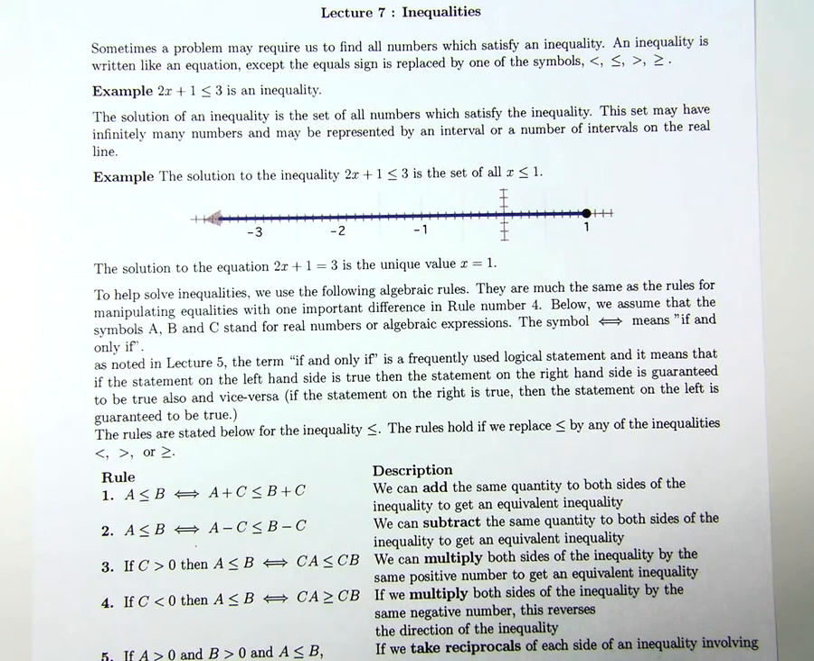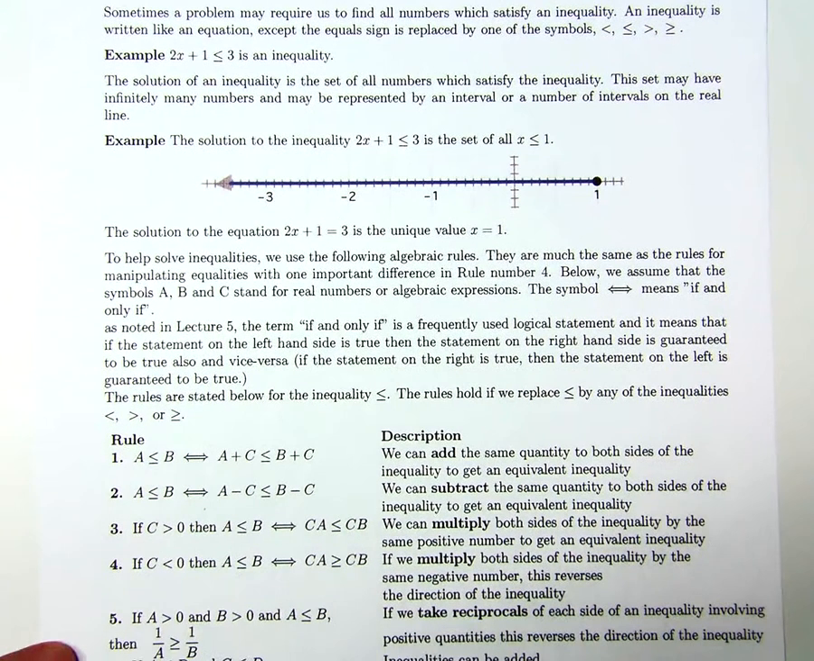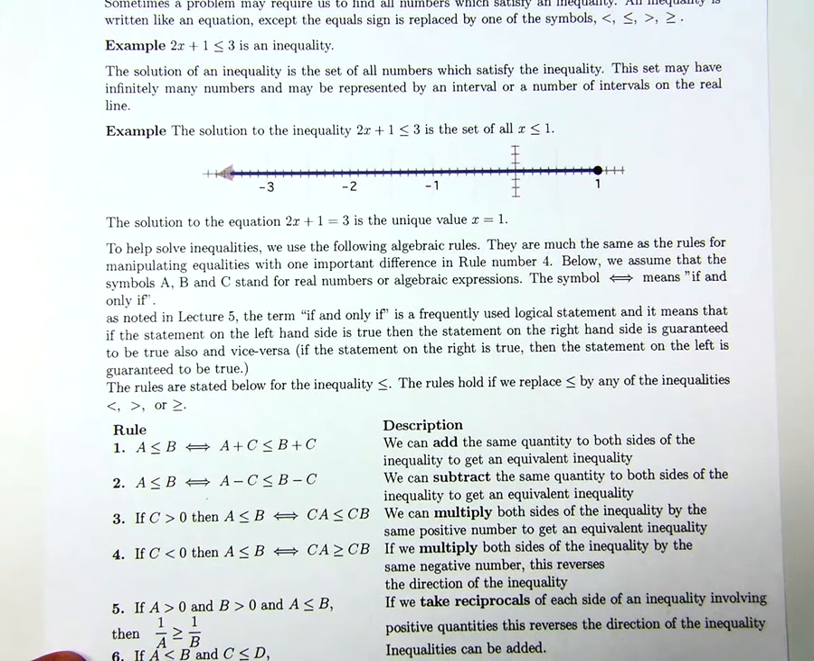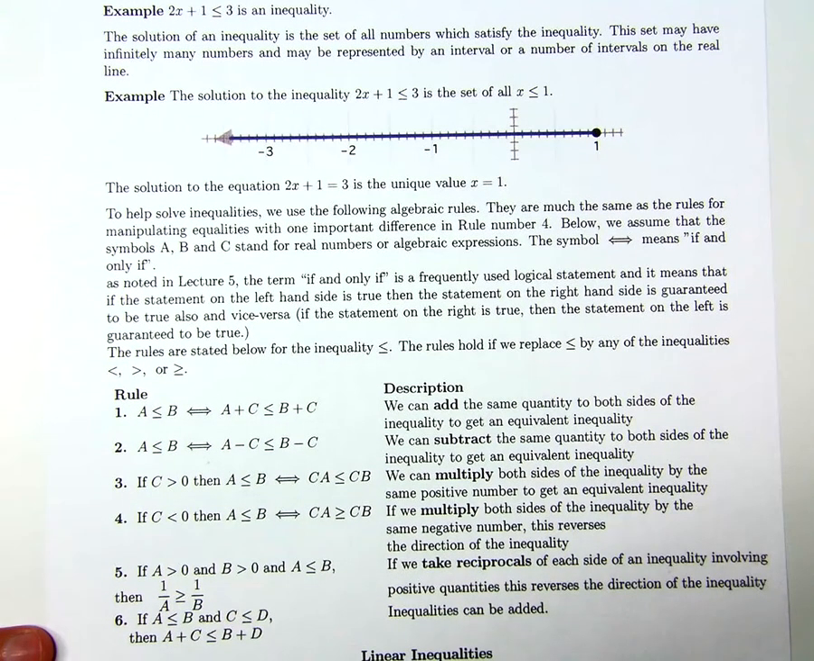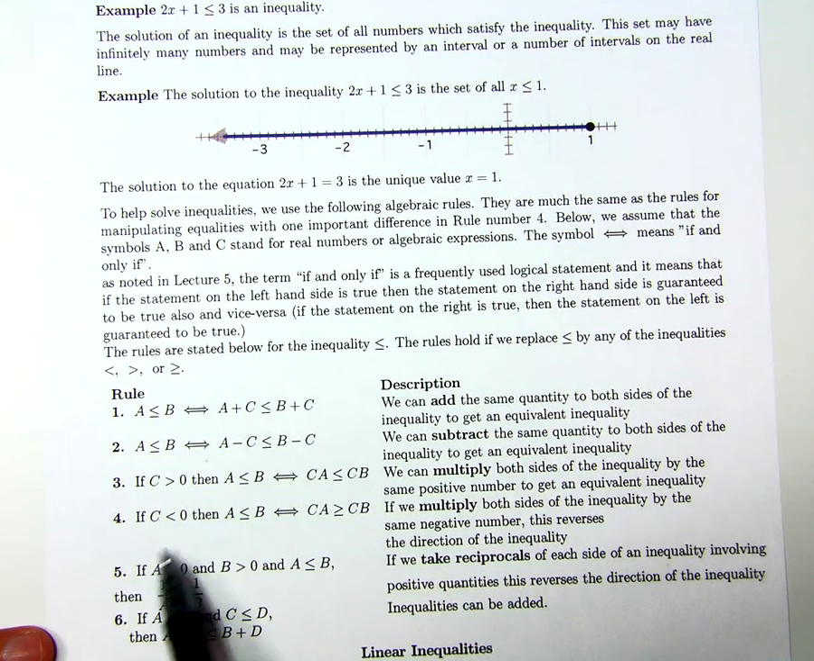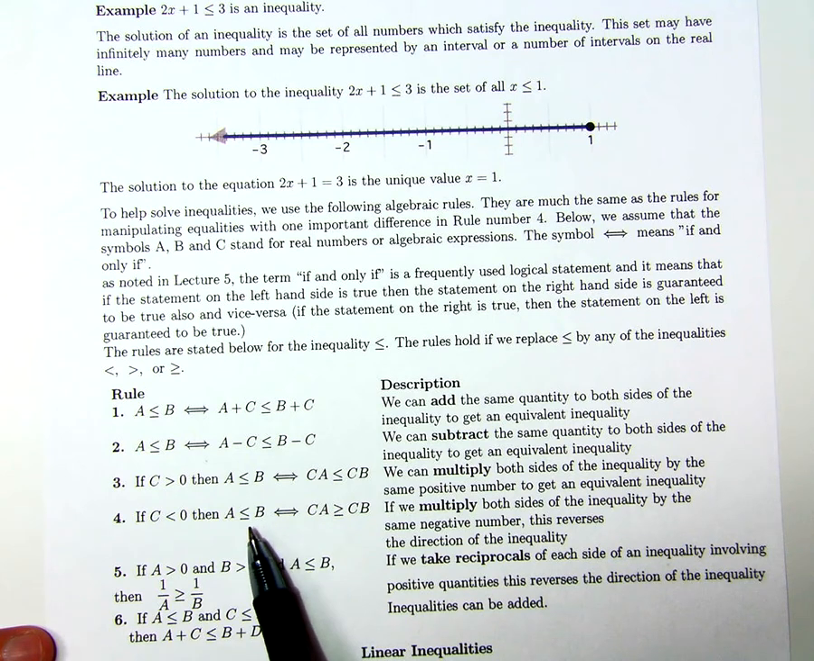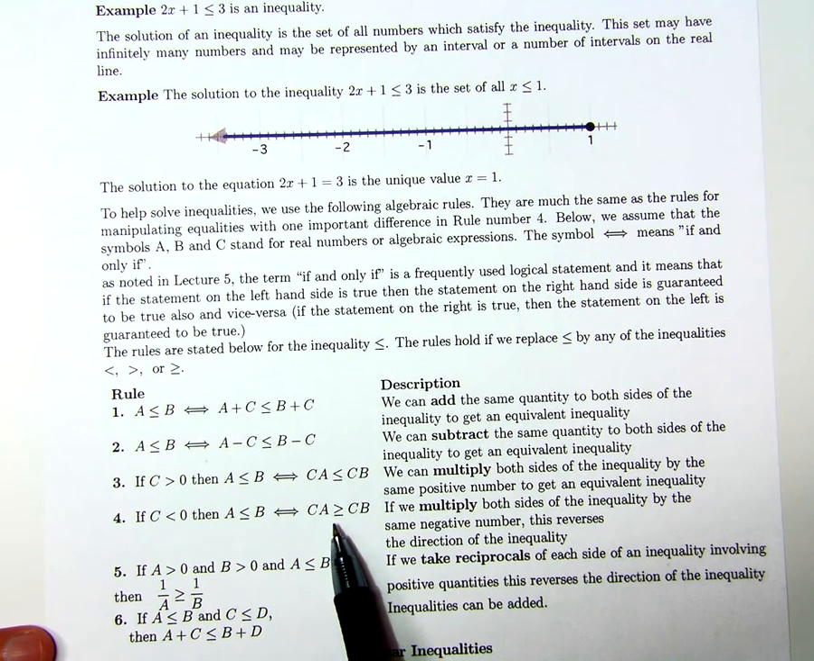How do we solve inequalities? Well, we have algebraic rules for manipulating them, and they're very similar to the rules used to manipulate equalities, which we've used before to solve equalities. There are a couple of major differences, and that is in number 4 and 5 here in these rules. If I multiply both sides of an inequality by a quantity less than 0, then I get an equivalent inequality when I flip the sign in the center.